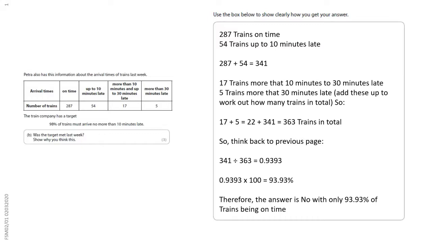Think back to the previous page where we had to find a percentage of teaching assistants. The smaller number is divided by the bigger number. So that's 341 divided by 363, which gives us 0.9393, which is essentially going to be our percentage. To make that into a percentage, we times that by 100, which gives us 93.93% of trains on time. There's meant to be 98% of trains arriving no more than 10 minutes late. In fact, the answer is no. It's actually 93.93% of trains being on time.